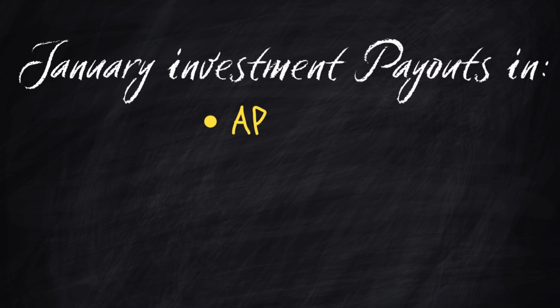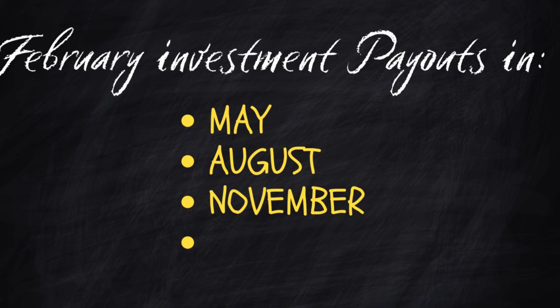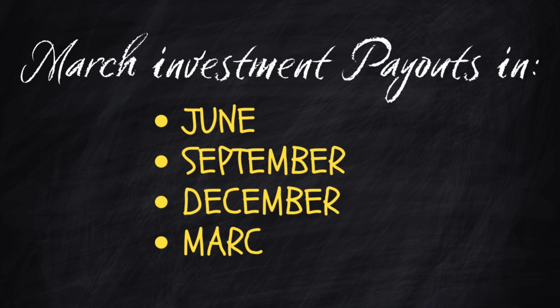For instance, since it's 3 months, the January interest will be paid in April, July, and October. Then February interest will be paid in May, August, November, and February. So let's say the March investment will also be paid in June, September, December, and March. If you keep investing, it will maintain the flow.